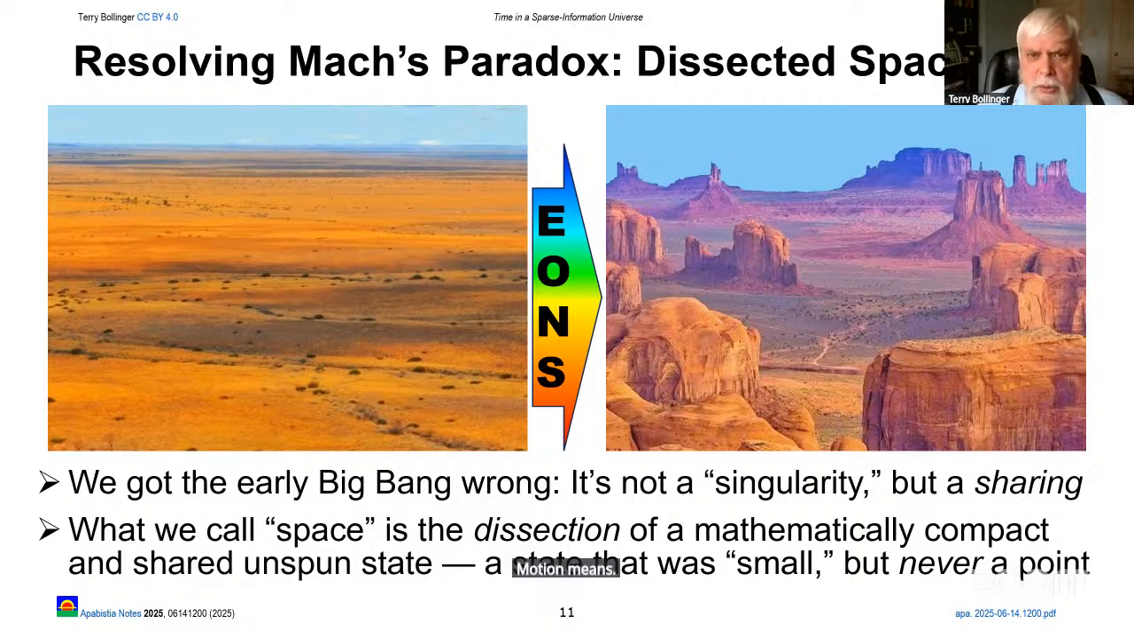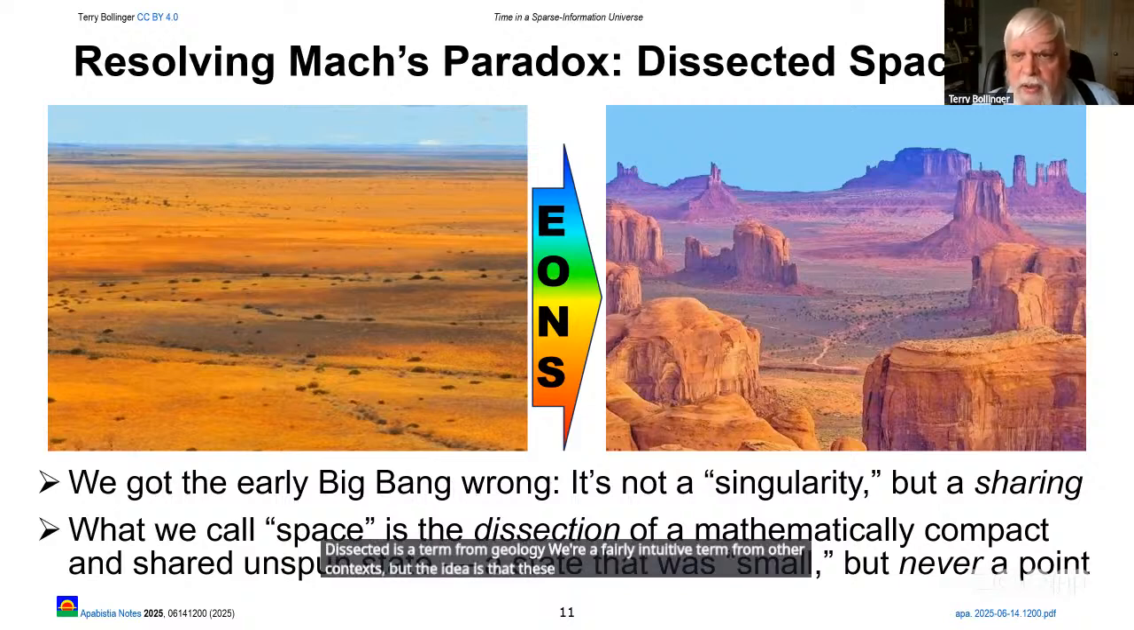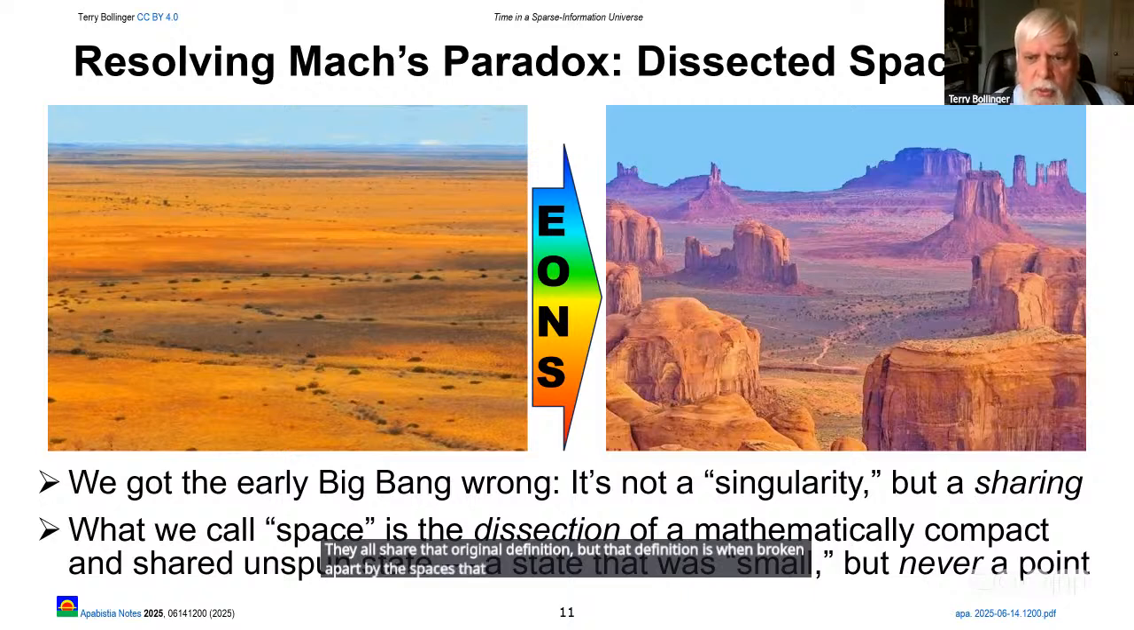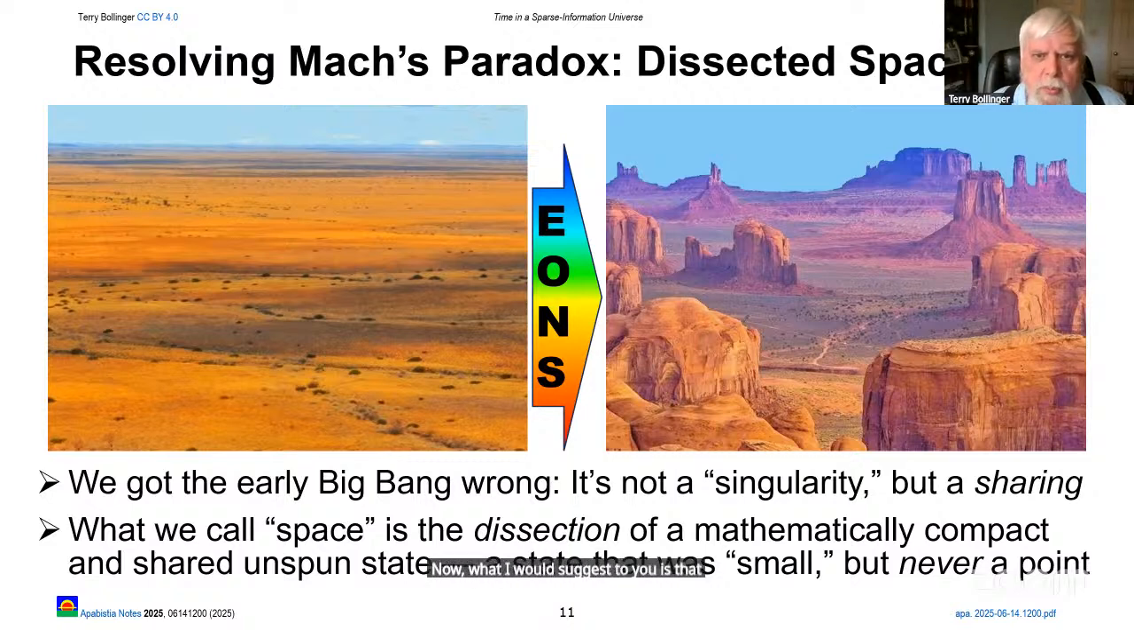And everybody agrees. But then over eons of time, you lose that, not because it disappears, but because it's broken up and dissected. Dissected is a term from geology, a fairly intuitive term from other contexts. But the idea is that these plateaus, these mesas, every one of these mesas has exactly the same top. If you look at a certain layer, you'll see these layers go on the top. They all share that original definition, but that definition has been broken apart by the spaces that have developed in between those.